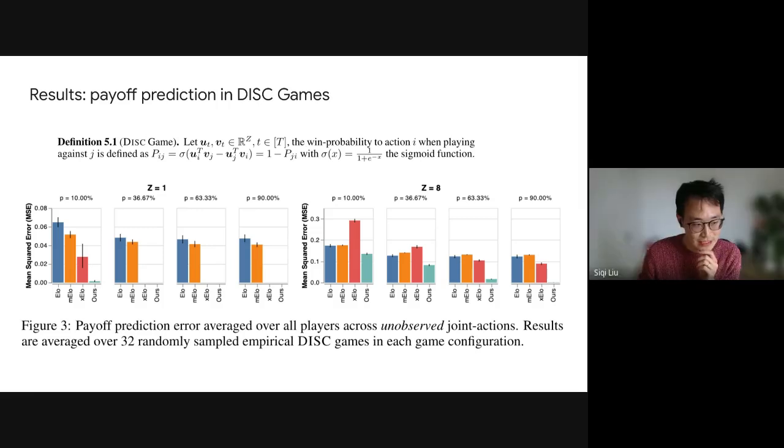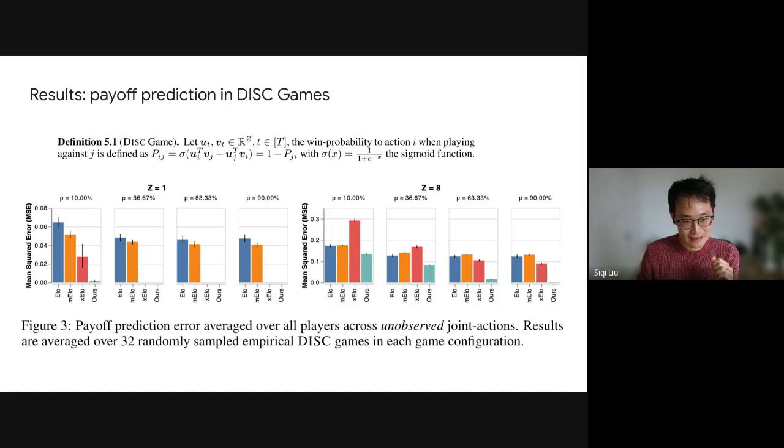So the error bar here is basically showing the confidence interval. During the experiment, we draw 32 random games over which we evaluate these. So these error bars represent how confident we are with the level of error we're achieving.